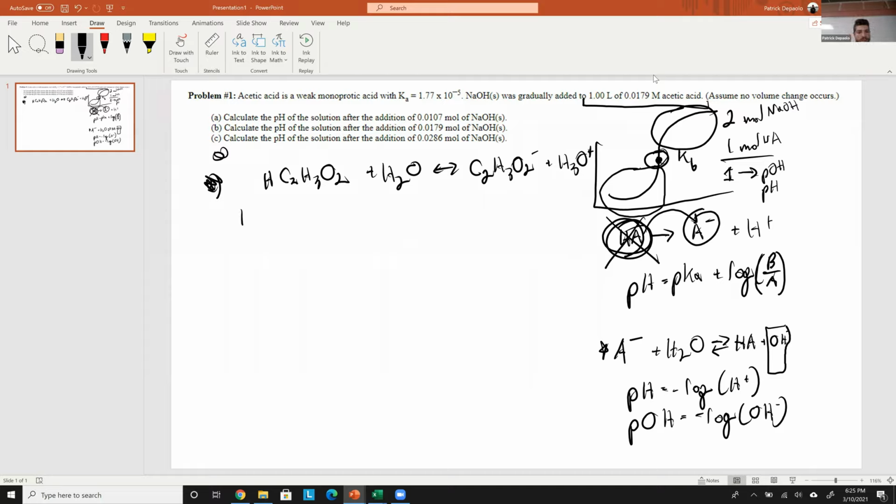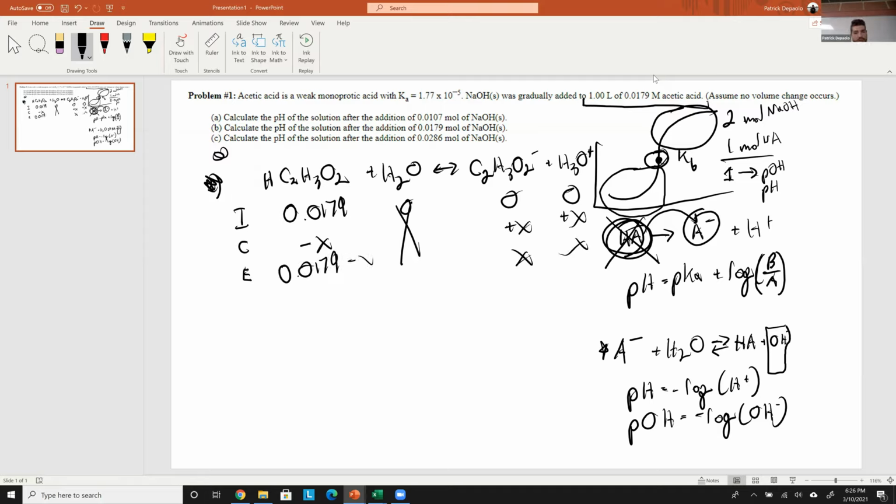So here we go. I'm going to do ICE, and we're going to have our initial concentration 0.0179, 0, 0. Water doesn't count because it's a pure liquid. Minus X, plus X, plus X. You get the gist. Right now, 0.0179 minus X. Then we can do X squared over 0.0179 minus X equals 1.77 times 10 to the negative fifth, which equals the Ka. This is the expression for Ka.